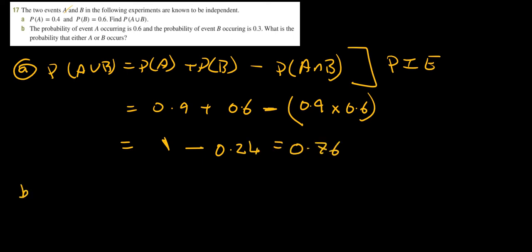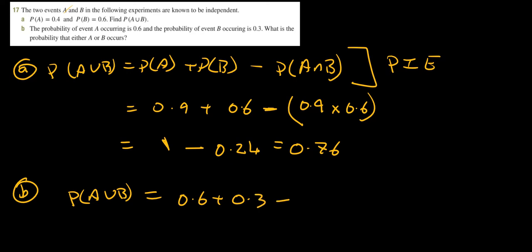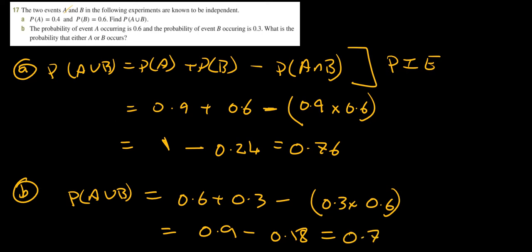And it's the same for B. Probability of A union B, 0.6 plus 0.3 minus the product, 0.3, which gives 0.9 minus 0.18, 0.72.